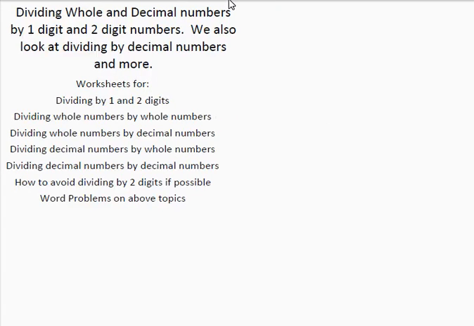This is my third video on division. In this one we're going to continue dividing by one digit, which is what we did in the previous video. We're going to also divide by two digits. We are going to divide by decimals and decimal by decimal and so on. Then I will always try to show you how to avoid dividing by two digits, because we don't like it. It's a lot of work. So let's get started.